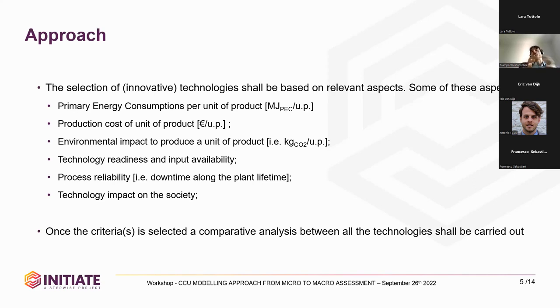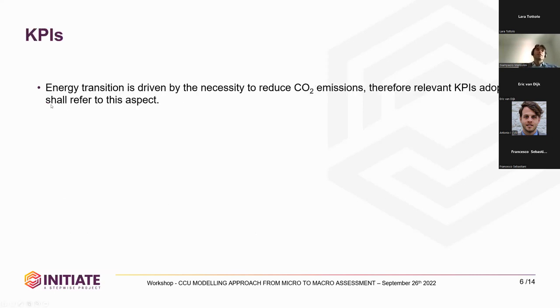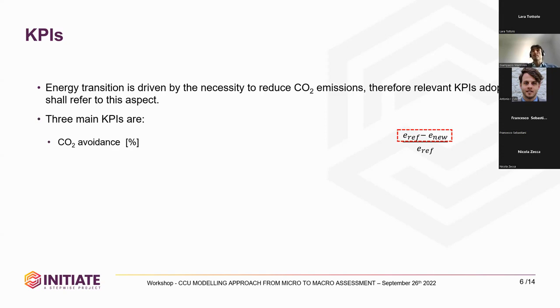Now, we'll try to move from a very generic approach, which holds for any technology, for any aspect of even our life, and try to go a little bit narrowing down what are the aspects to be considered. And as I started, energy transition is driven by the necessity to reduce CO2 emissions. So the 3 KPIs which I'm going to list now are mainly based on this target, reduce CO2 emissions. And when we talk about CO2 emissions, the 3 targets can be, the first one is the CO2 avoidance.